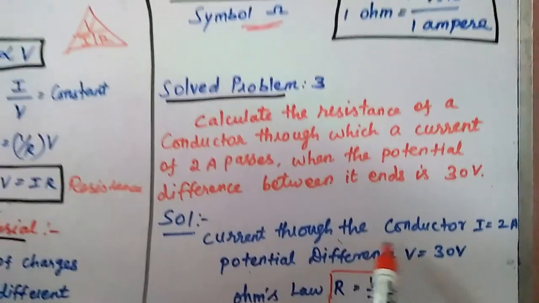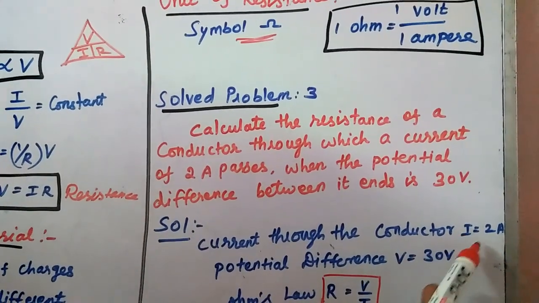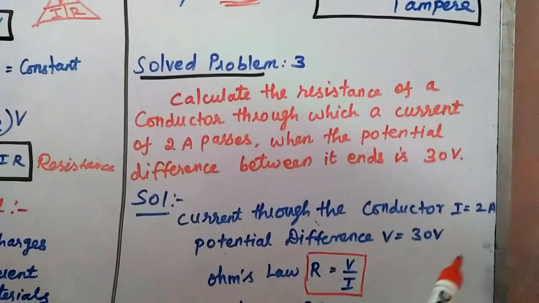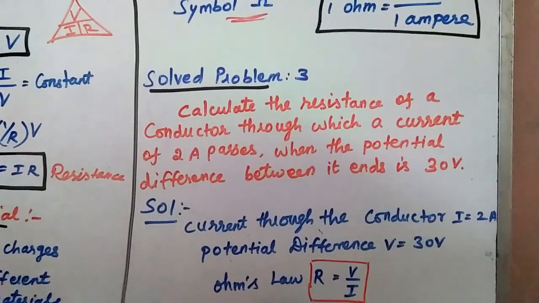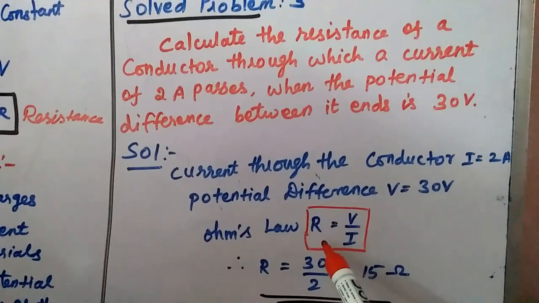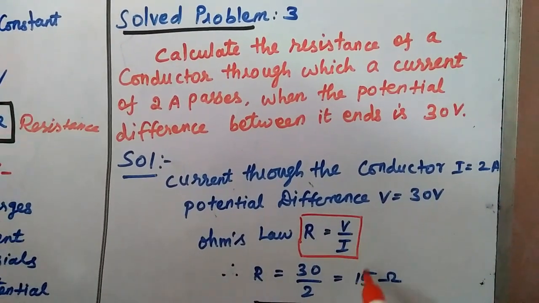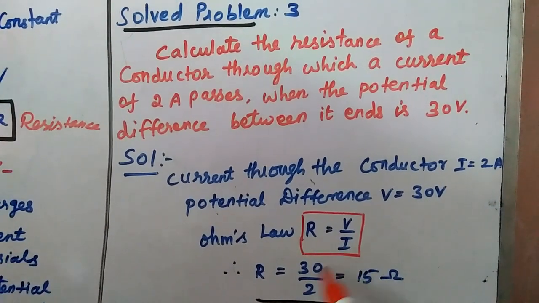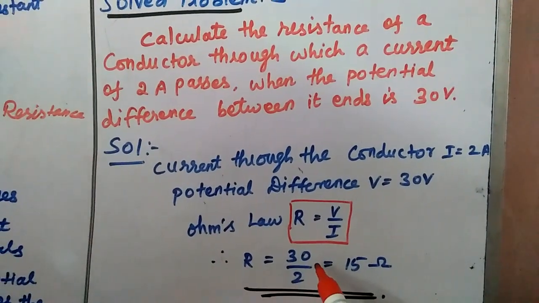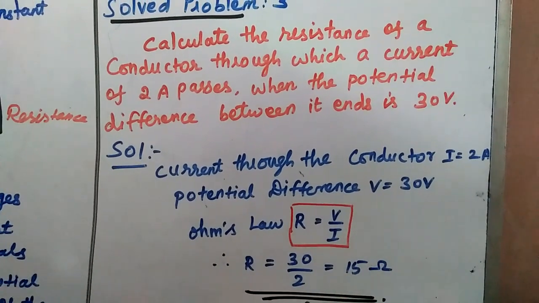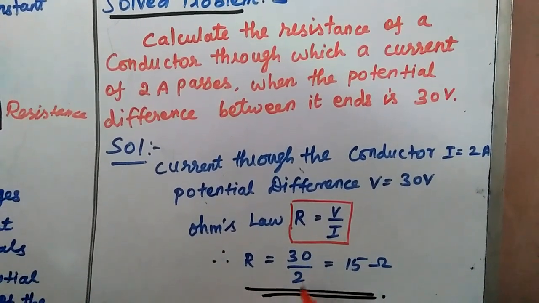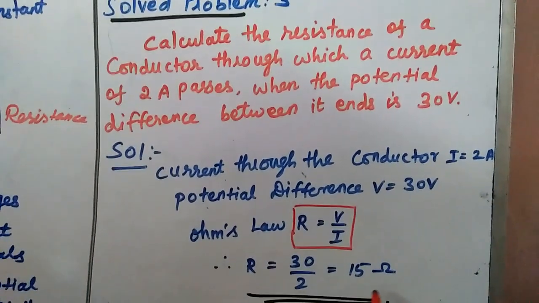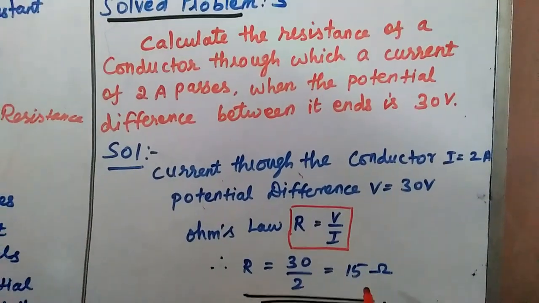The current through the conductor, what is the I value? 2 ampere. The potential difference V is 30 volts. So next, from Ohm's law, R is equal to V by I. They ask for resistance, so it is V by I. So R is equal to V, which is given as 30 V, divided by I, which is 2. So 30 by 2 is equal to 15 ohm. So this is the resistance value.